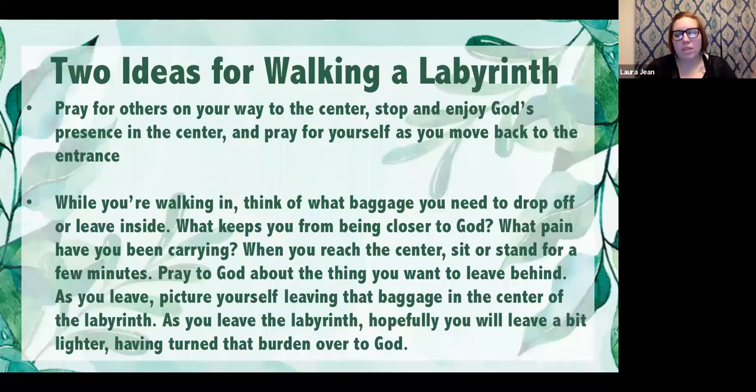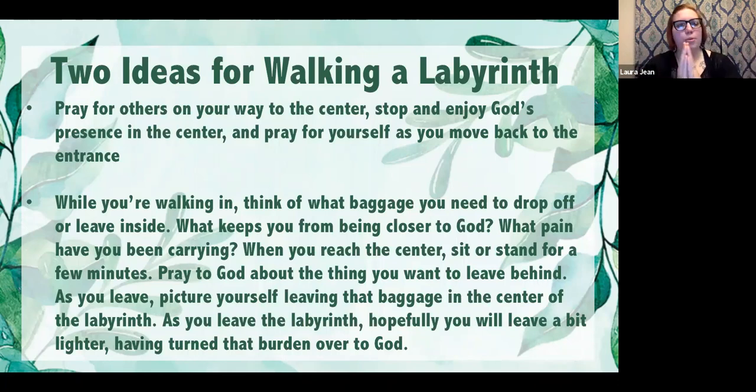Most of the different ways you can walk a labyrinth are going to be broken down into 3 moves. There's your move into the labyrinth, you're doing something. And then at the center, you're doing something. And then on your way out, you're doing something. So that's kind of the main way that it works normally.